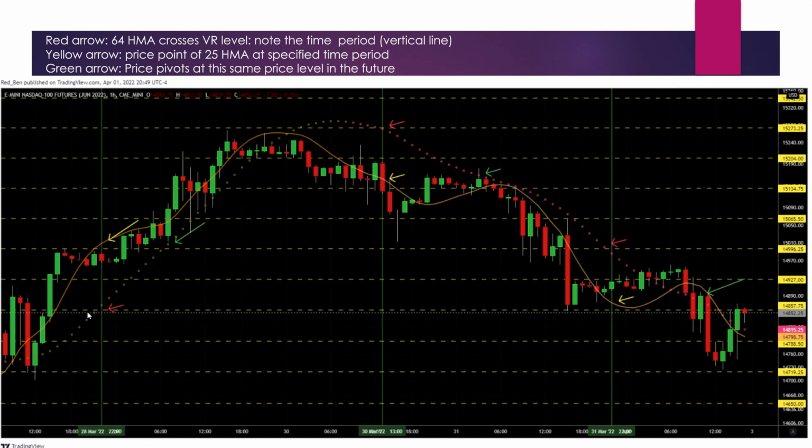So here's an example. The VR, the 64 HMA is these circles, and the 25 is the orange line. So the 64 is crossing the Voodoo range level here on the red arrow, and the green line shows the bar. And at that same time, the 25 Hull moving average is here. And so if you extend to the right, you get a nice reaction there.